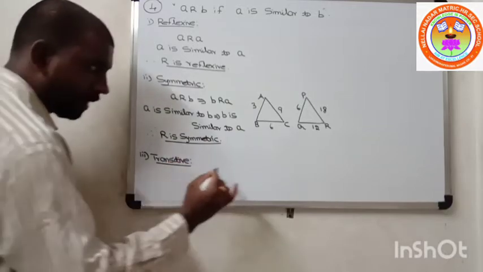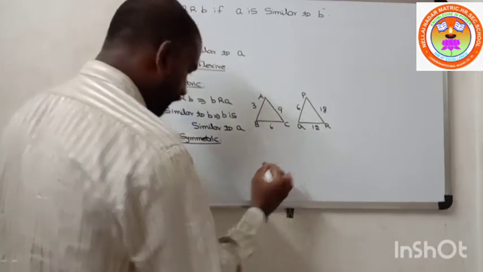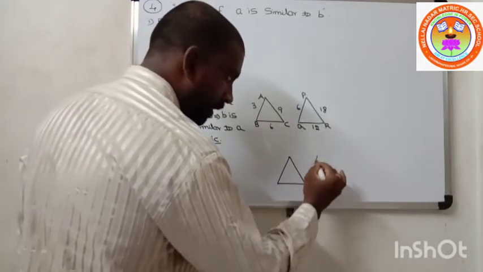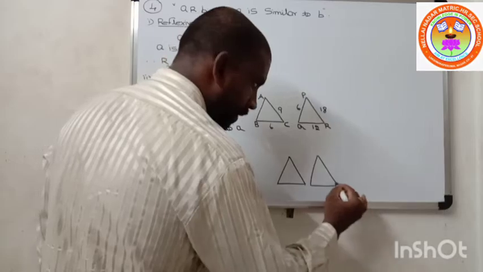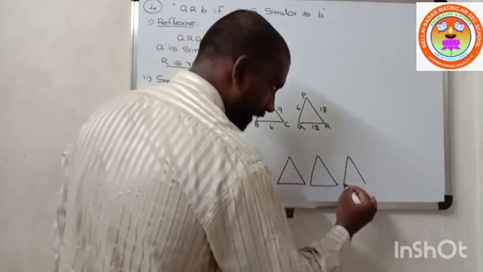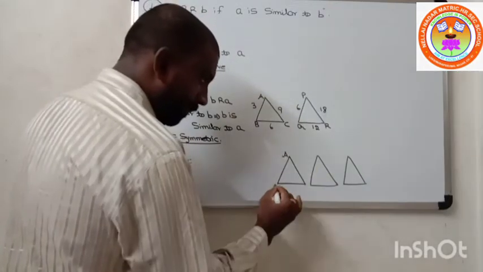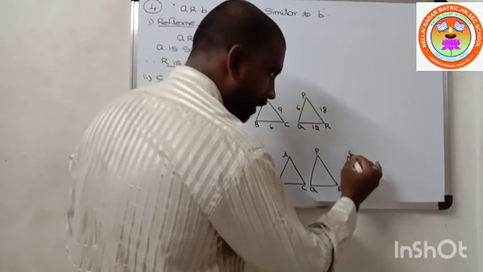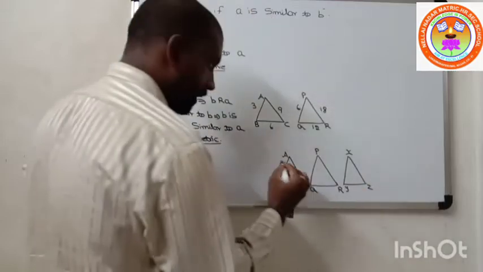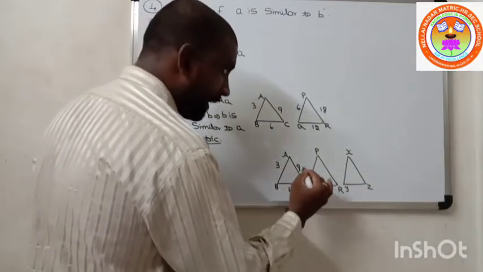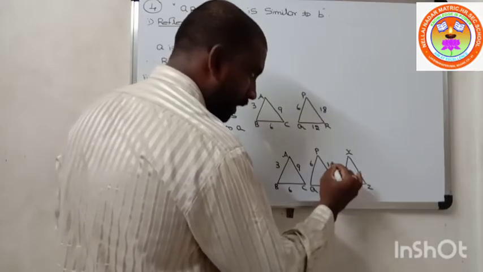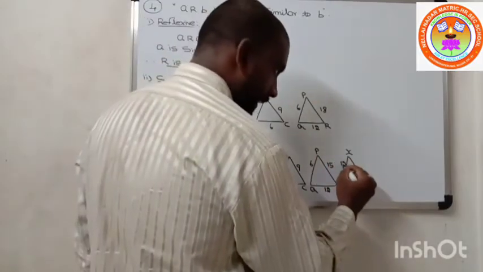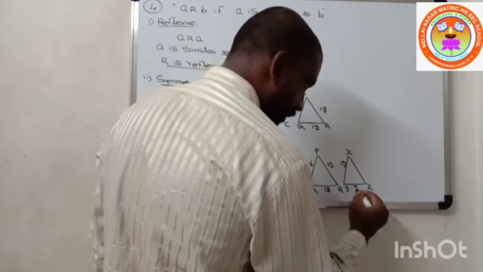Then third one, transitive. Draw 3 triangles: ABC, PQR, XYZ. Sides 3, 6, 9, then 6, 12, 15. 3 2s are 6. 6 2s are 12. 12 2s are 24.